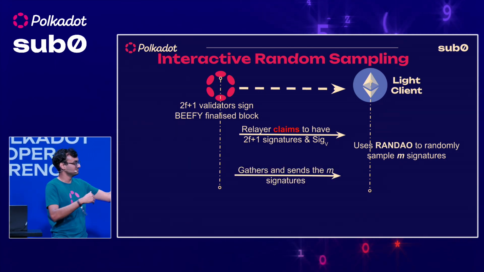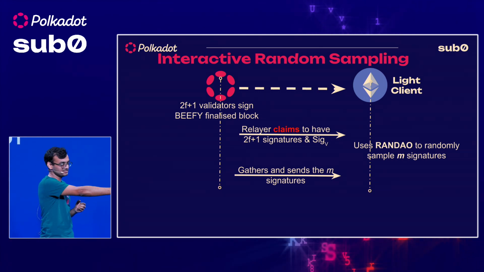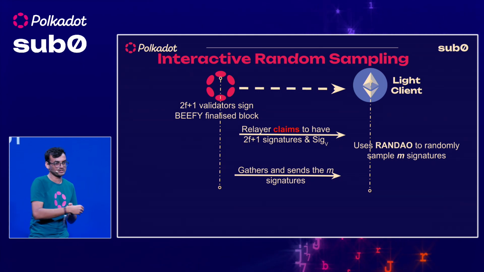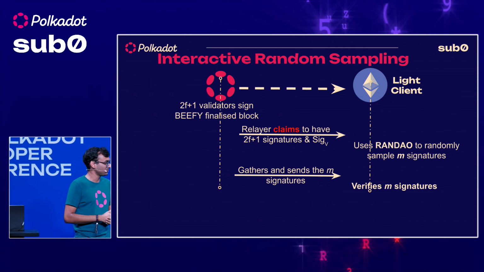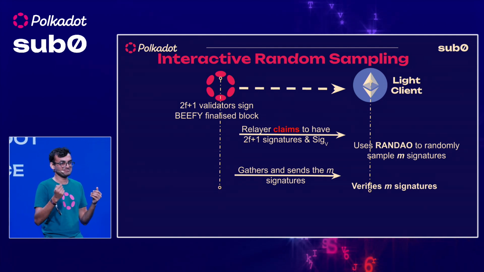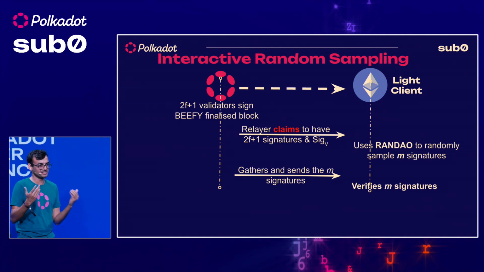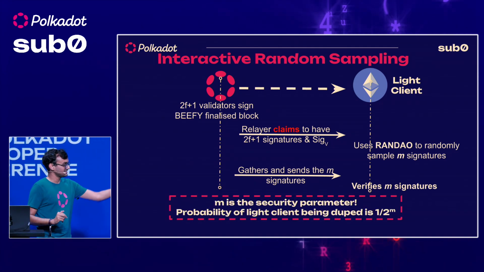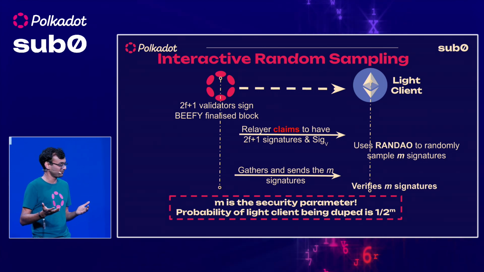The relayer then gathers exactly those M signatures that the random sampling on the smart contract asked for and sends over exactly those M signatures, and the smart contract just verifies those. But if you notice, there is some probabilistic nature to the soundness of this argument. What we get is not deterministic soundness, but probabilistic soundness, in the sense that this M, the number of signatures randomly sampled, is the security parameter of the protocol.